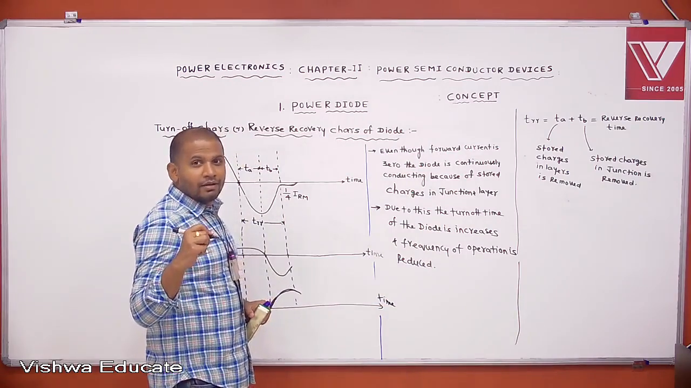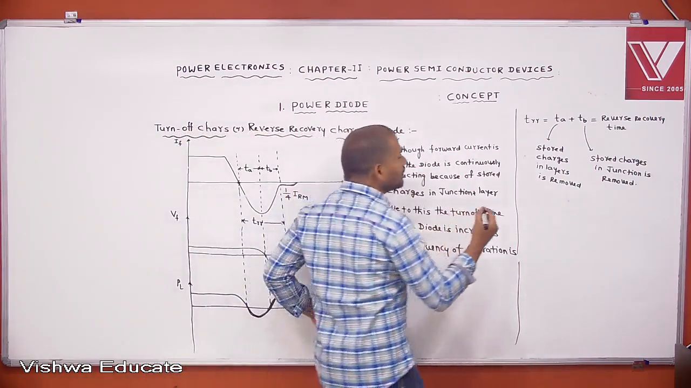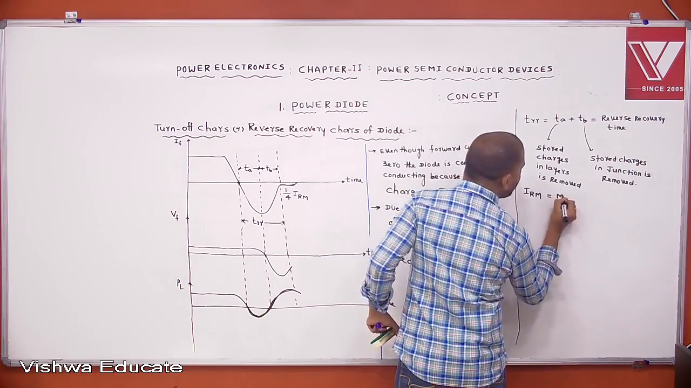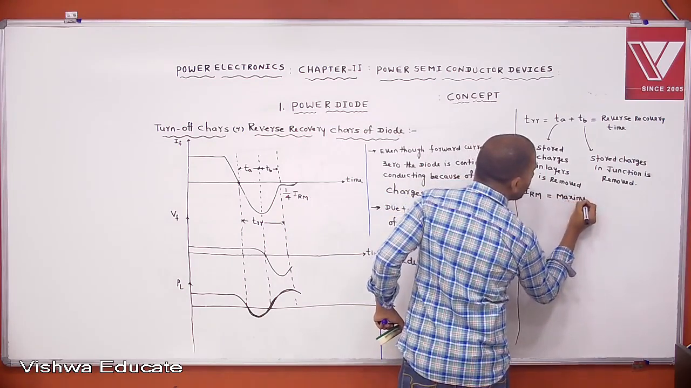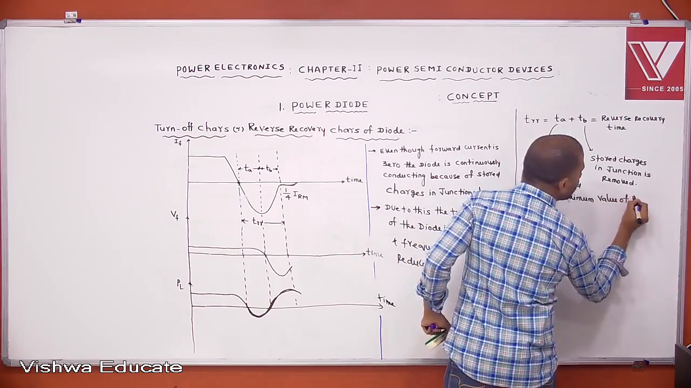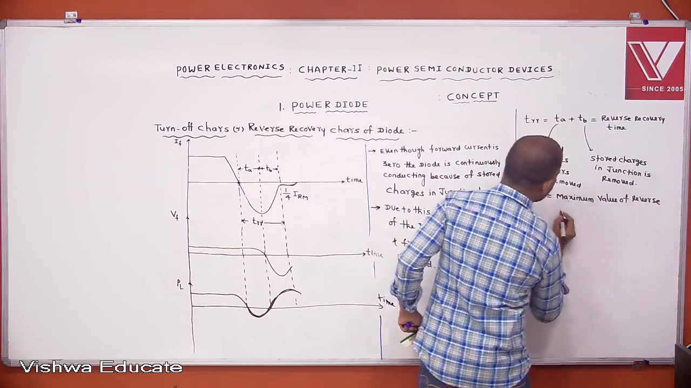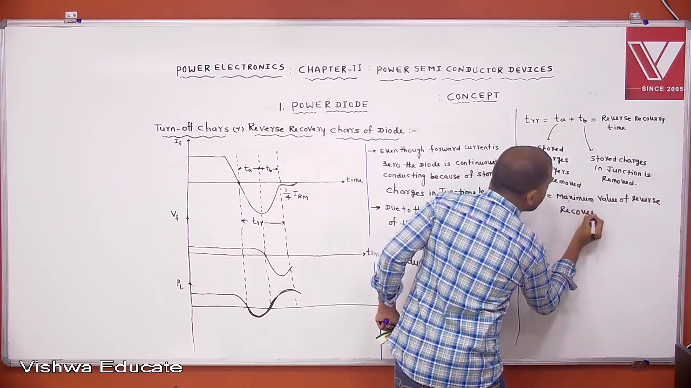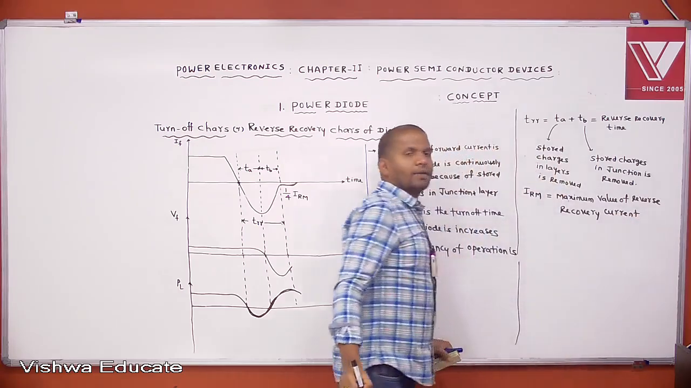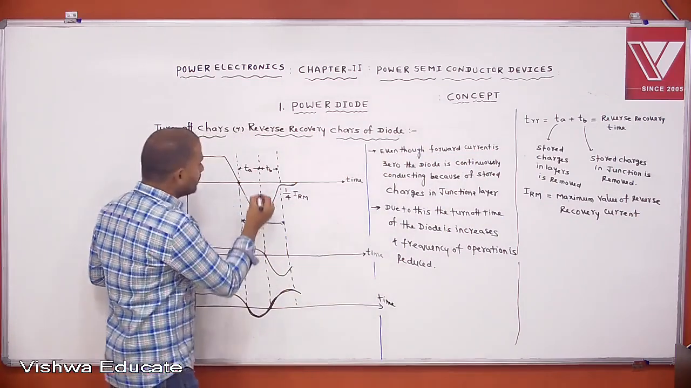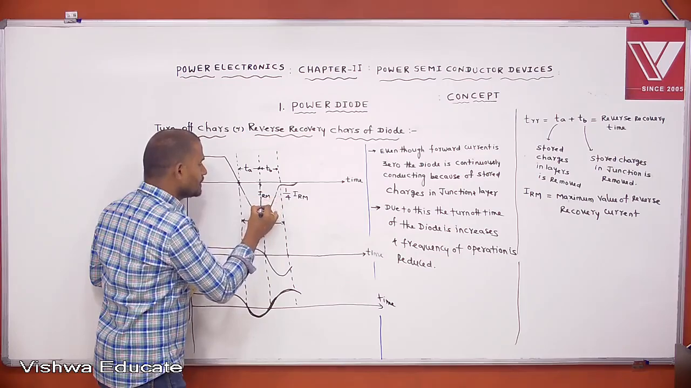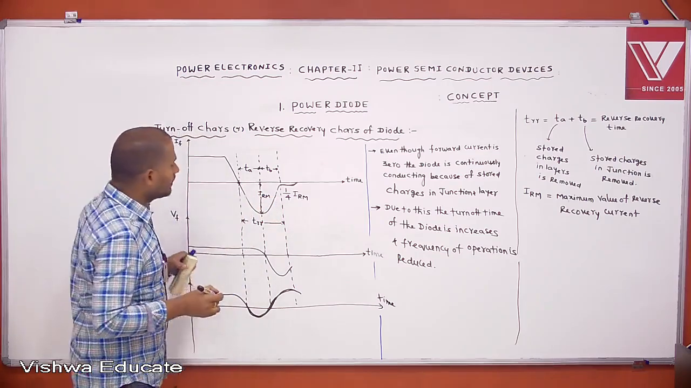Then IRM equals the maximum value of reverse recovery current. This current is IR, and this is the maximum value of the reverse recovery current.